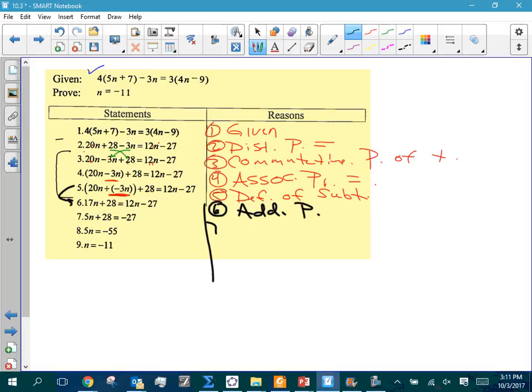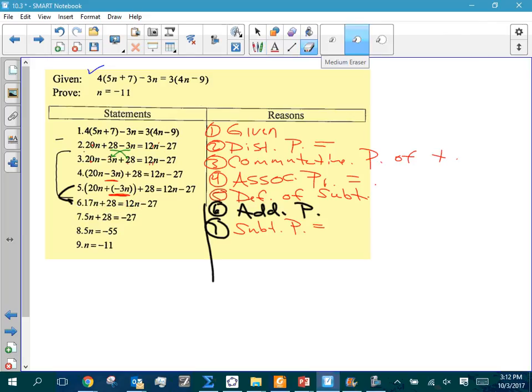What do we do from line 6 to line 7 now? Corey? Jalen, that's fine. Subtraction, right? You guys can just throw out answers, doesn't matter. So they moved the 12n to that side, right? So I got subtraction property of equality. We did that to both sides, so it is of equality.